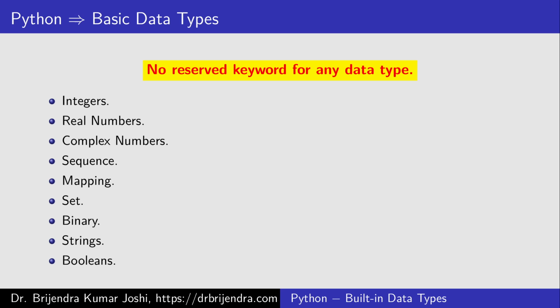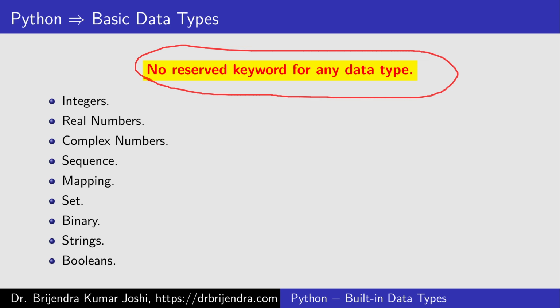What are the basic built-in data types in Python? First thing, we should always remember that there is no reserved keyword for any data type. So a user cannot declare a variable of type integer or real number or complex number, etc. But these are the basic built-in data types: integers, real numbers, complex numbers, sequence types, mapping, set, binary, strings, and booleans.